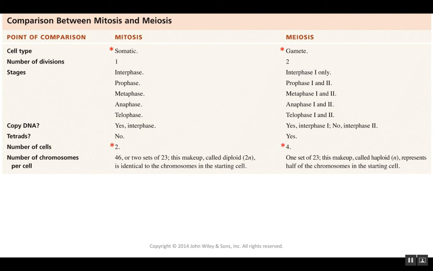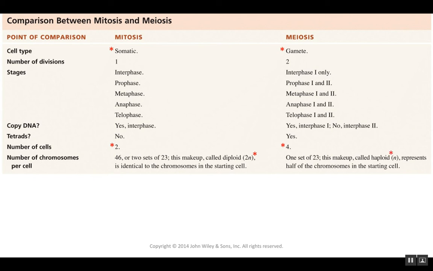So hopefully that's a little bit of a review of mitosis and meiosis. You can go back and look at the other figures if you like. We're going to keep it fairly general since this is not a full-blown biology course, but you should know the difference between mitosis and meiosis.